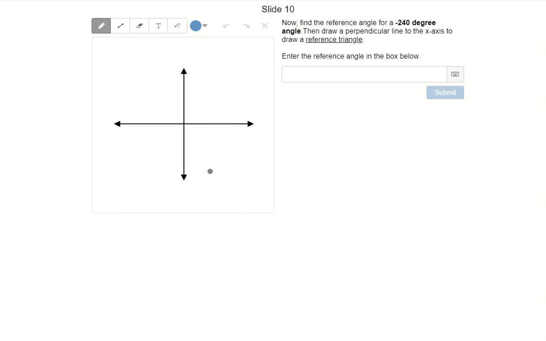So now we want to find the reference angle for this one. Reference angle, again, is always the angle it makes with the x-axis. So even though it's closer to the y-axis, we're not using the y-axis, we're using the x-axis. So we know that we measured earlier, this is 60 degrees past 180 to negative 240. So this would be 60.